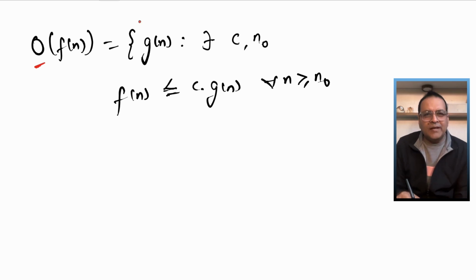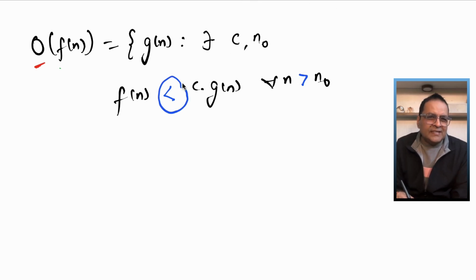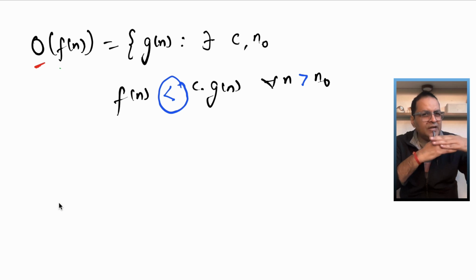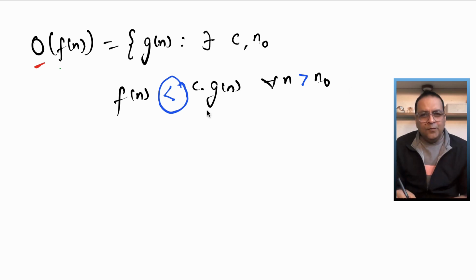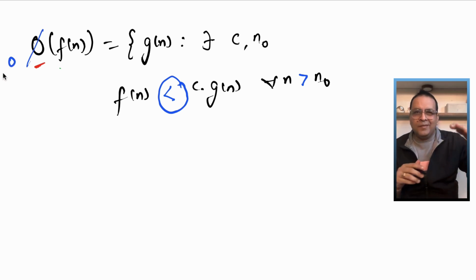If you remove this equality and consider the set of all the functions g(n), such that for every g(n) there exist two constants c and n0, such that the function f(n) is strictly less than c g(n) for every value of n greater than or equal to n0. Now, if you put this condition of strictly less than, it means you cannot have a possibility of f(n) and g(n) being the same. So if you make this definition a little tighter, then this will become the definition of small o.